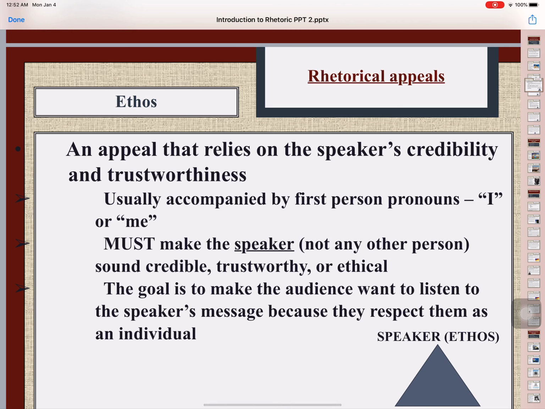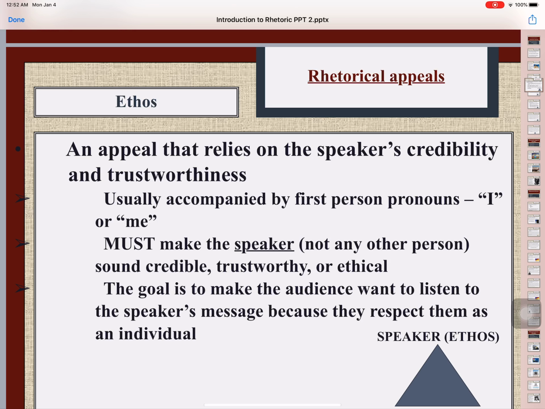Moving on in our guided notes. Number 1, an appeal that relies on the speaker's credibility and trustworthiness. So speaker's credibility and trustworthiness. Subpoints. They're usually accompanied by first-person pronouns, I or me. We're looking at ethos. When I say things like we, when I'm talking to you, trying to influence you, I've suddenly brought you in on my team, which is building my ethos. You want to believe me. Hey, you're part of the team.